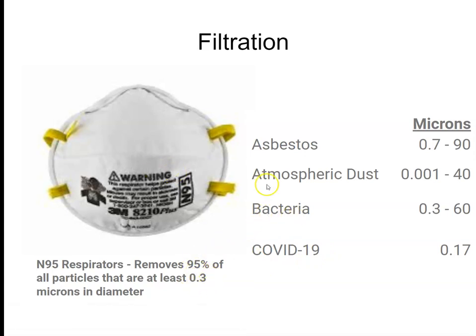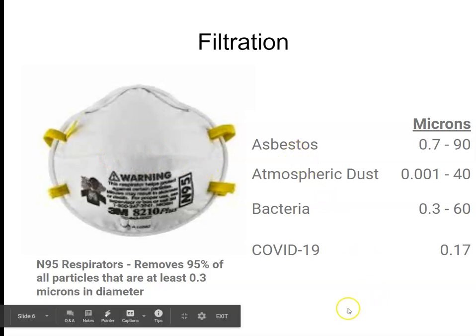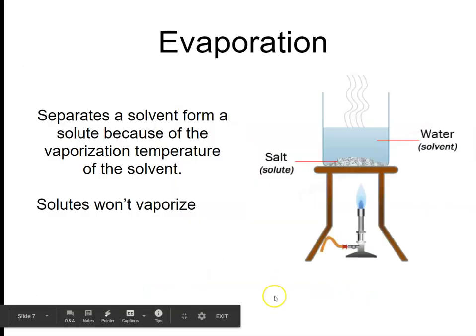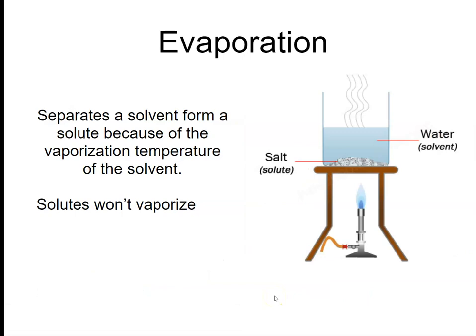Bacteria can be blocked by this. Some dust particles can make it through this type of filter, but a lot of them can't. Asbestos: people that work with this in removal of old insulation in buildings wear different types of respirators to prevent the asbestos from getting into their own systems. So again, lots of different examples of filtration that can be observed and seen in the real world.